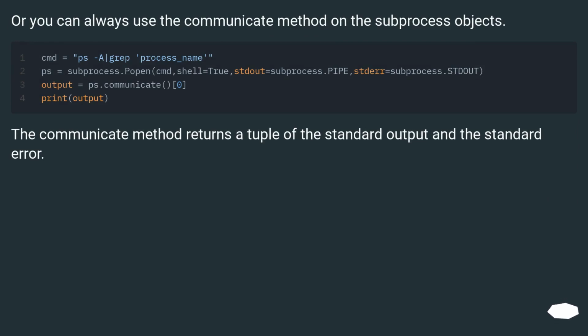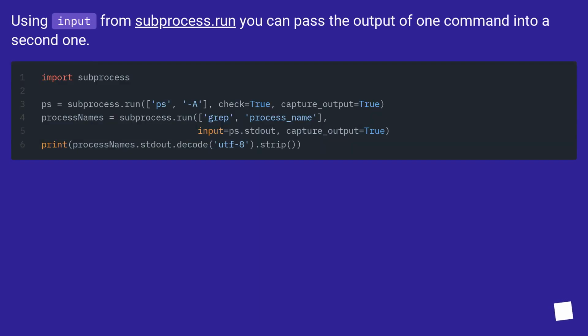Or you can always use the communicate method on the subprocess objects. The communicate method returns a tuple of the standard output and the standard error. Using input from subprocess.run, you can pass the output of one command into a second one.